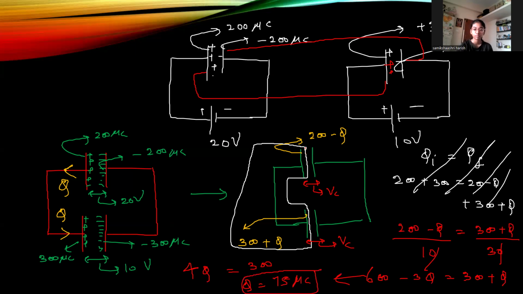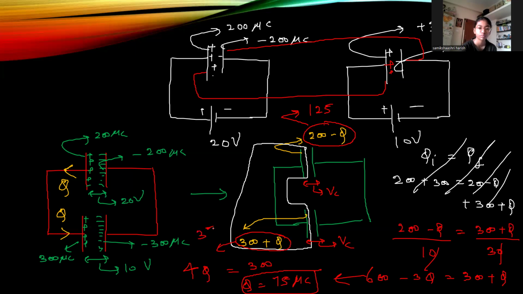If it is 75 microcoulomb, then how much charge now? 200 minus 75. Tell me fast. You should be fast in calculation. 200 minus 75, 125, sir. Okay, then here, how much charge? 375.